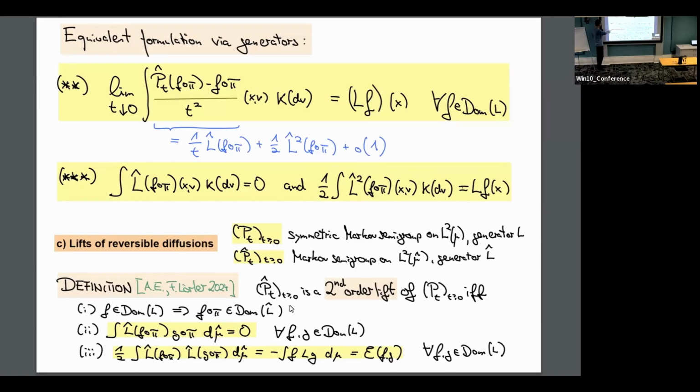Okay, so now let me give the definition as we give it. So we have a symmetric Markov semigroup P_t, can be actually on any space. And then we have another Markov semigroup P_t hat on the lifted space. And then we say that P_t hat is a second order lift of P_t if, first of all, for any function f in the domain of the generator of the collapsed process, f of pi is in the domain of the generator L hat. And then the integral of L hat f of pi times g of pi d mu hat vanishes for any functions f and g in the domain of L. And then if you take 1/2 the integral of L hat f of pi, L hat g of pi, then you get back your Dirichlet form downstairs, so minus the integral of f L g.